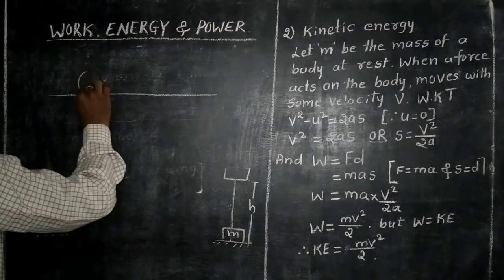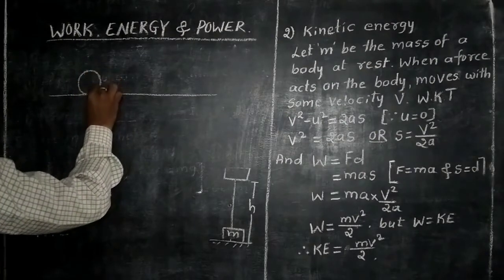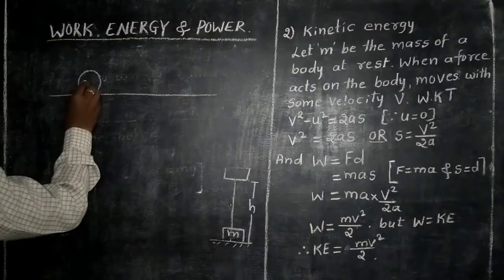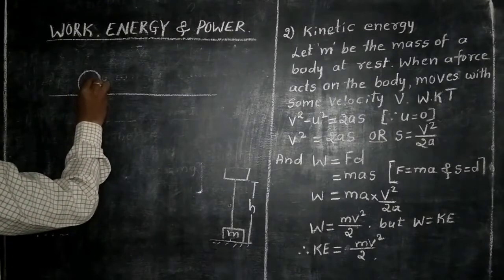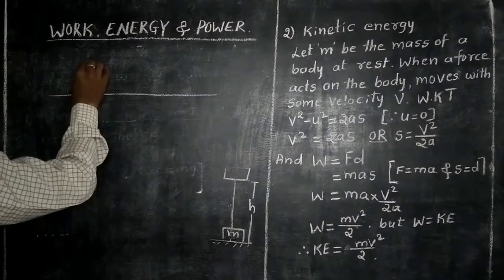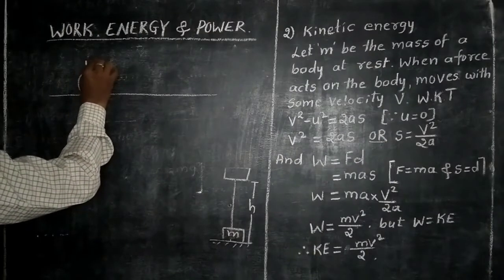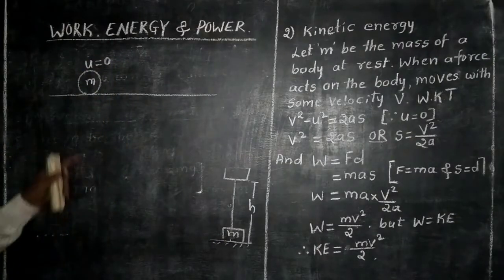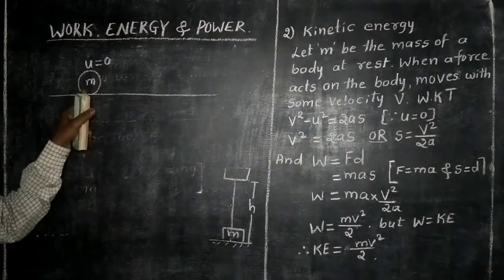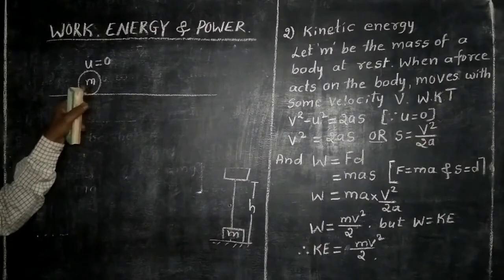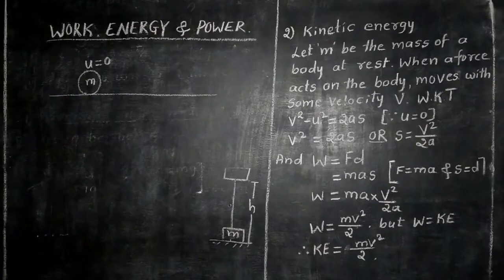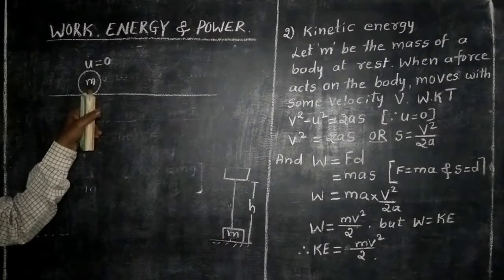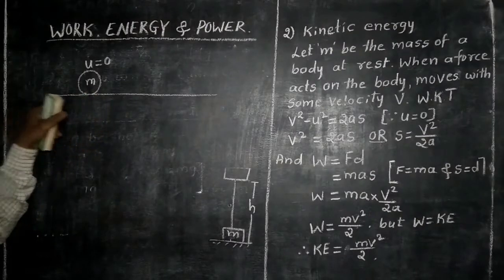Consider a roller, a body of mass m. Its initial velocity u equal to 0. Since the body is at rest, therefore its velocity is 0. Then what is its kinetic energy? Its kinetic energy is equal to 0, and potential energy is also equal to 0 since it is on the surface of the ground.